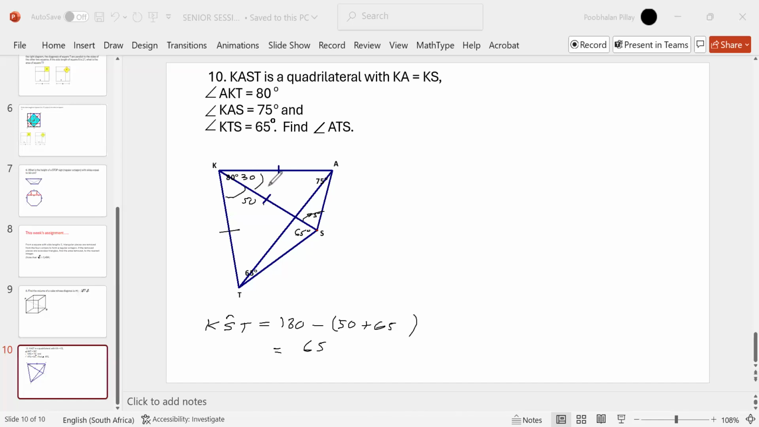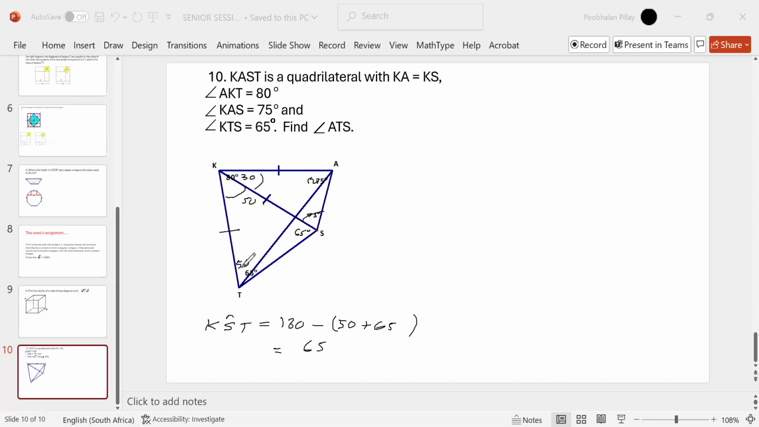Because this is 80, and these are equal, these two equal angles add up to 100 degrees. So each one of them must be 50. So we are at this stage here now. This is 50, and this is also 50 here.